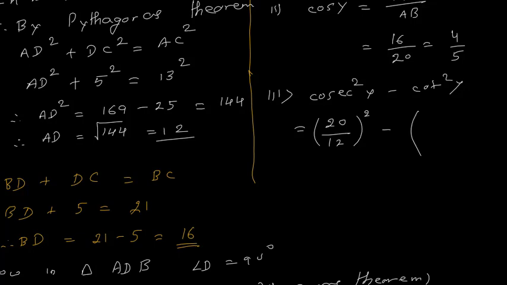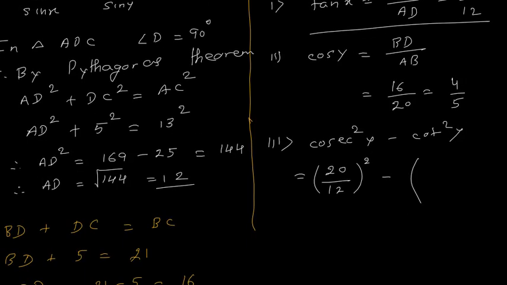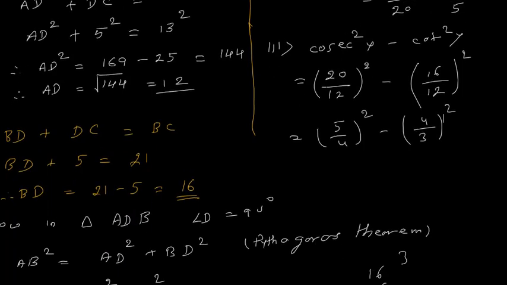So the value of cot y is adjacent upon opposite, that is 16 upon 12 the whole square. Now first if I simplify it, this is 5 upon 3 the whole square minus 4 fours are 16 and 4 threes are 12, so 4 upon 3 the whole square. Now this 5 upon 4 is what? 25 upon 16 minus 16 upon 9.